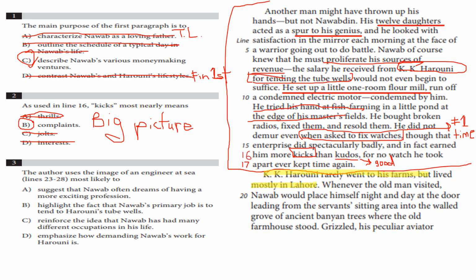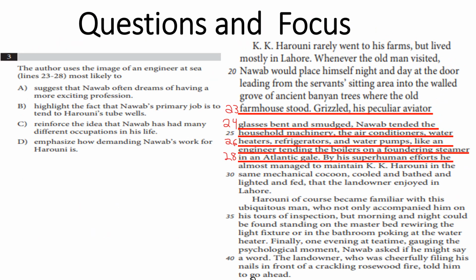The author uses the image of an engineer at sea, lines 23 through 28. Let's go on to the next slide for that one so I can fit all. Okay, and for our final question, let's get into the image of an engineer at sea. And let's read this question. The author uses, this is your focus word, image. And please be careful with this, an engineer at sea, because a lot of people, I saw people doing this. And to be honest with you, I was like, wow, he didn't make a reference to an engineer.